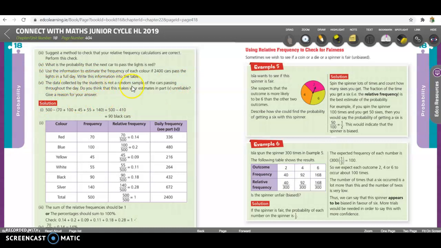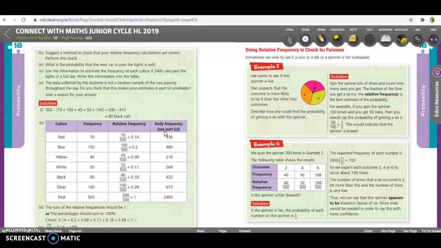Part 6, just something to cover off, a little bit of statistics here. The data collected by the students is not a random sample of the cars passing throughout the day. Do you think this makes your estimate in part 5 unreliable? The example says you're only standing there for a 2-hour period. So I would say you don't quite have a representative sample.